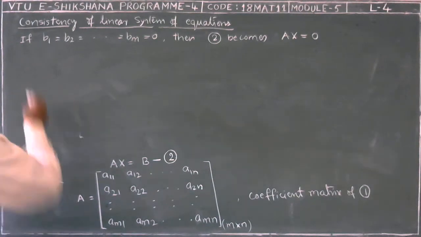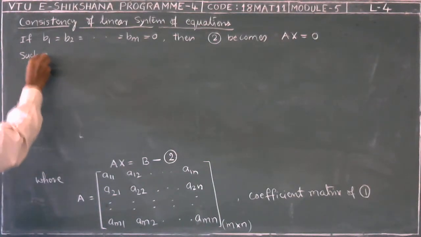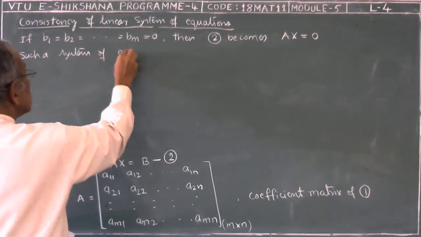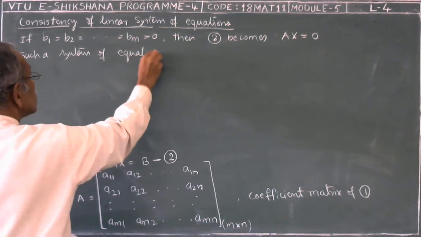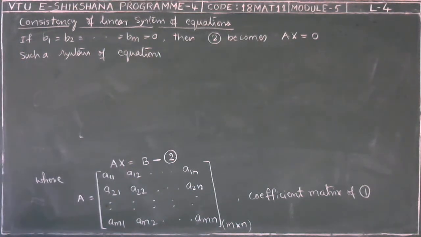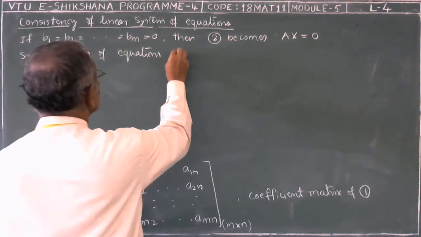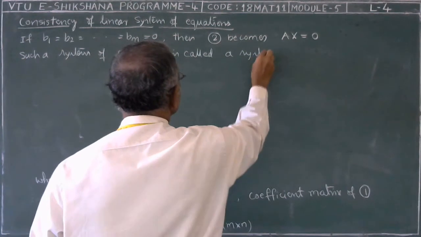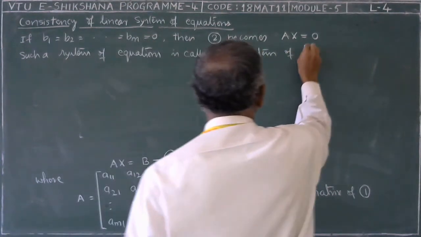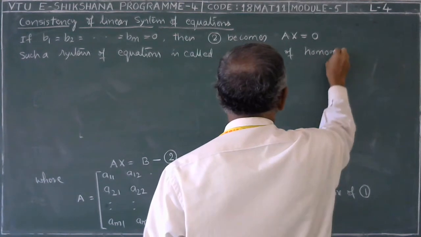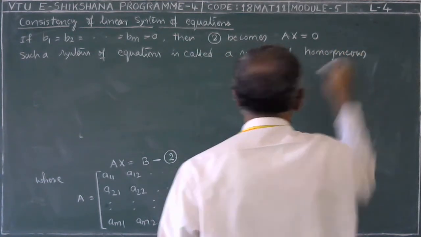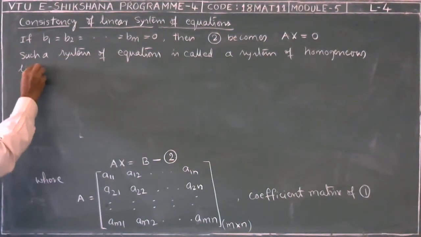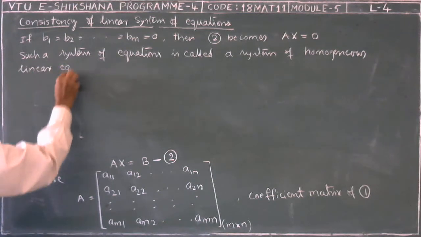Such a system of equations is called a system of homogeneous linear equations.